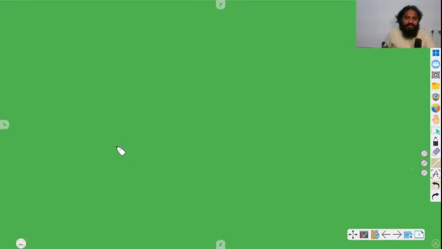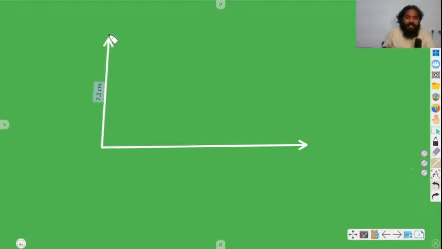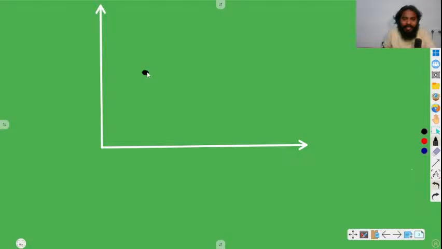Now let's imagine we have an x-axis here and a y-axis like this, right? So now, just imagine we have two particles. A particle is here, particle A, and let us have one more particle B here, right? A and B.